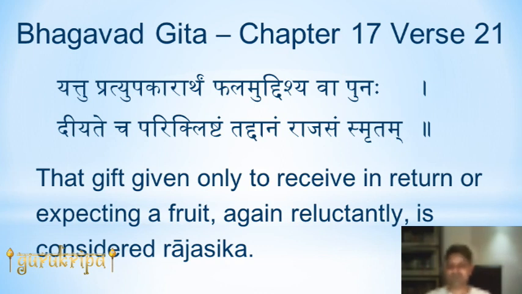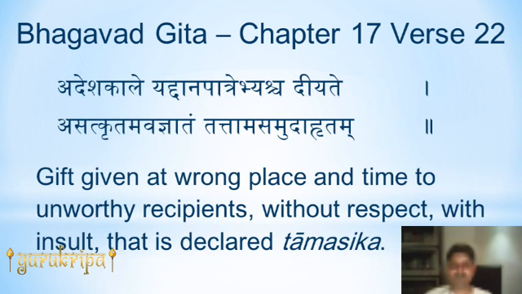Anyway, I have to give like that, or somebody has asked me to give, or everybody in my society is giving, I have to give also. Otherwise, like that, with a lot of pain he gives. That danam becomes a rajasic danam. And the worst category obviously is the tamasic danam. Adesha kale yad danam apatrebhyascha diyate asat kritam avajnatam tat tamasam udahritam.